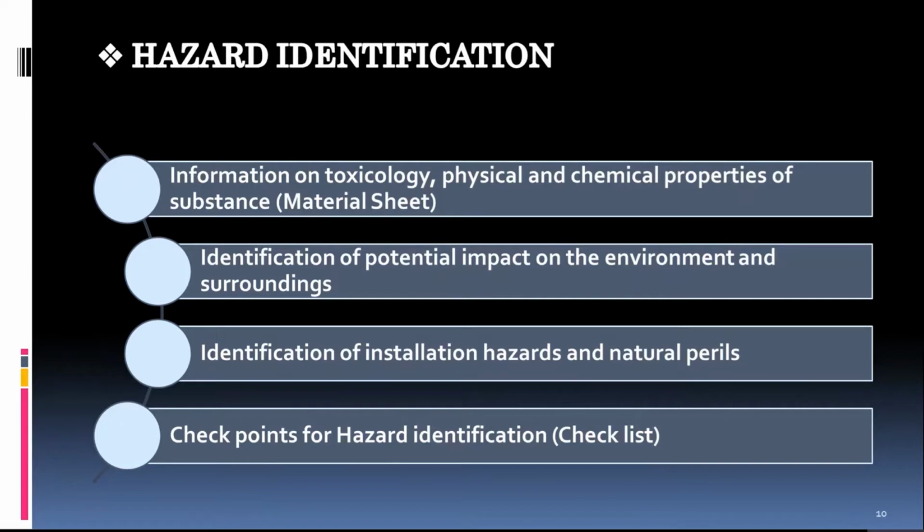The hazard identification includes the information on toxicology, physical and chemical properties of the substance. These are handled in the format of a material safety data sheet. The identification of potential impact on air quality, water quality, flora and fauna and animal health are also considered. Identification of installation hazards also includes natural perils such as flood, earthquake, cyclones, landslides, etc. Lastly, the checkpoints for hazard identification are to be given in checklist 1.